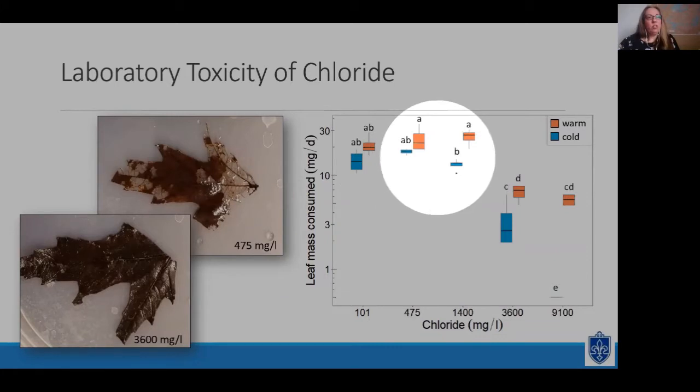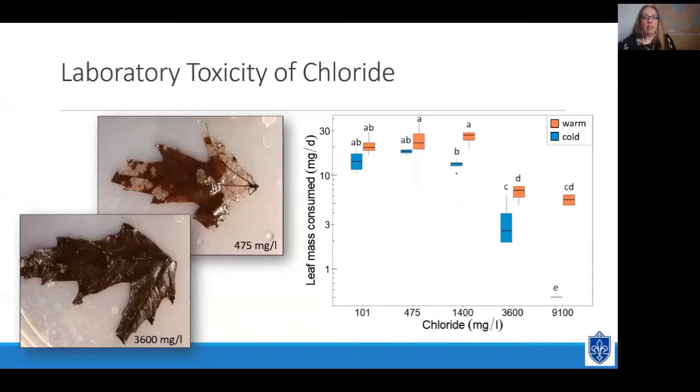Now, once we get to 1400 milligrams per liter, the amount of leaf consumed was still the same within the temperature grouping as the two concentrations below, but there was a significant difference with the animals in the cold treatment consuming less leaf mass than those in the warm. And then this carries through at the higher chloride concentrations as well.